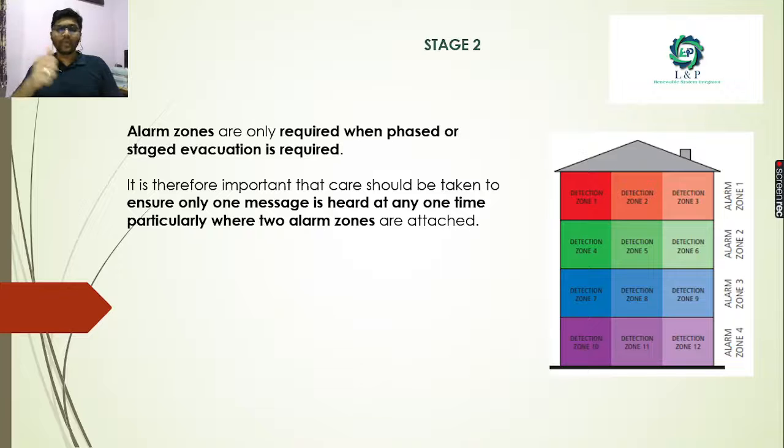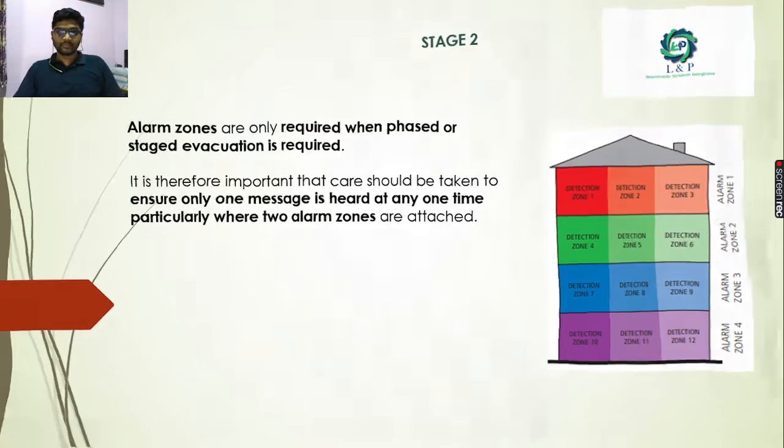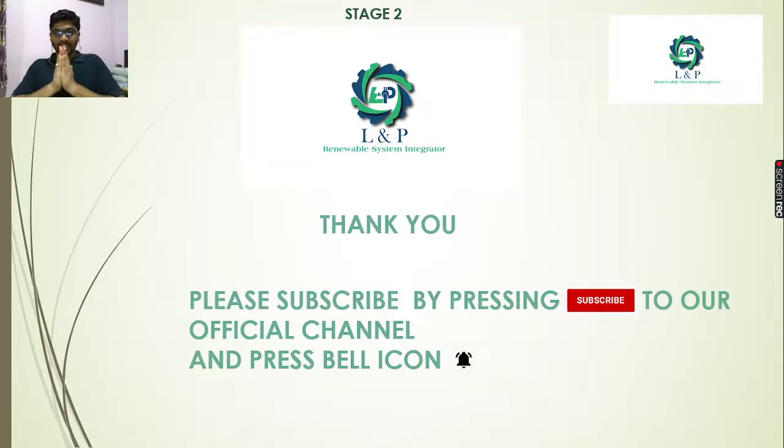So why are we going for this alarm zone? It is required if you want to execute an evacuation stage by stage. And most importantly, if fire is happening in two different zones, make sure the message is heard only once, particularly where the two alarm zones are attached.